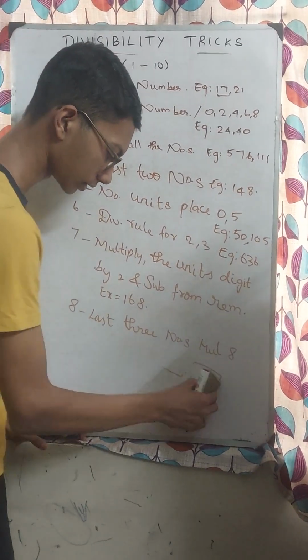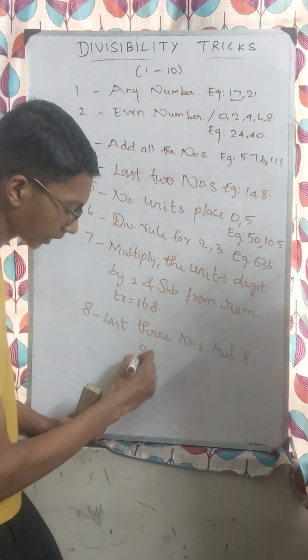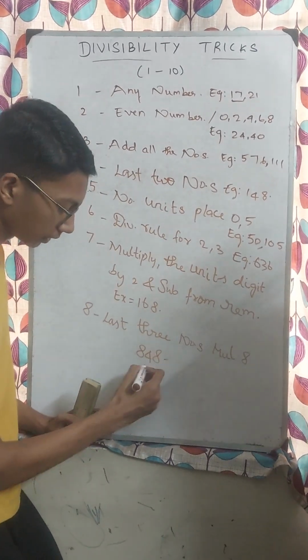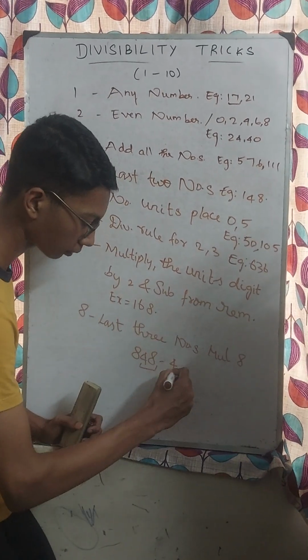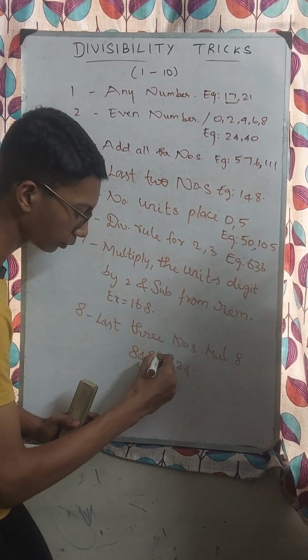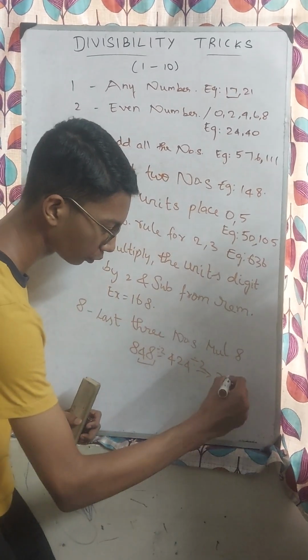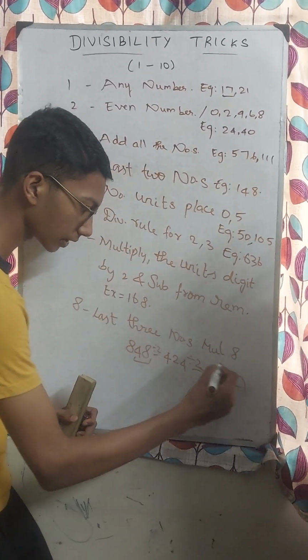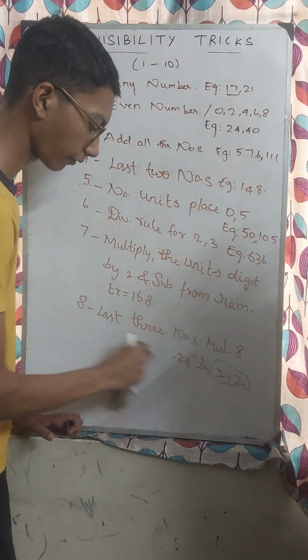Let's get another example. Let's take 848. This is divisible by 4. So we need to divide it. If we divide by 2, we get 424. If we divide by 2 again, we get 212. Since this is an even number, then this is divisible by 8. That's a small trick for 8.